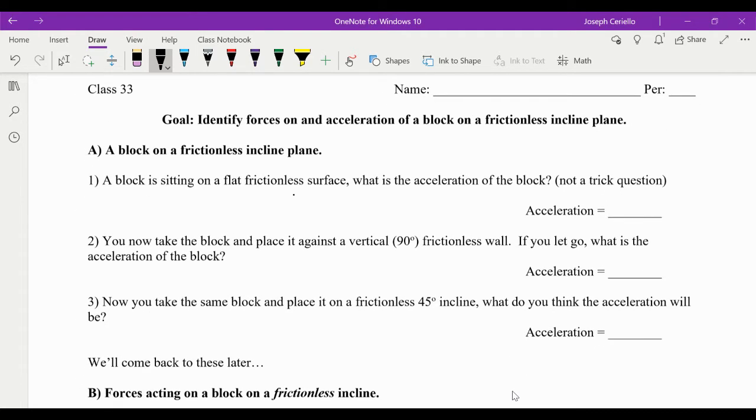A block sitting on a flat, frictionless surface. What is the acceleration of the block? Obviously, it's just sitting there. The acceleration is going to be 0 meters per second squared.